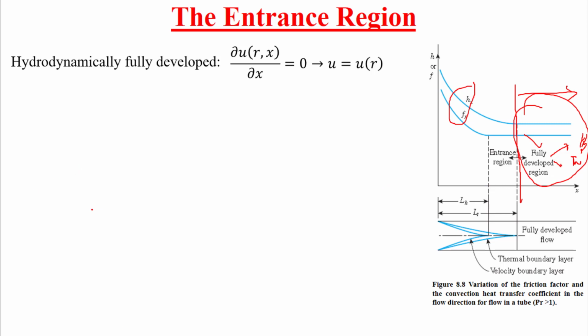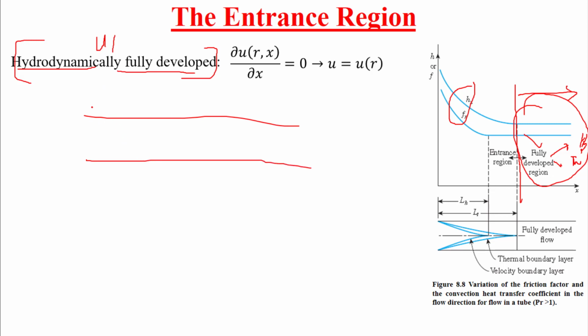Now let's take a look at the equation. As I mentioned in the previous slide, if we are talking about the hydrodynamically fully developed region, then whenever we are in this region, u is a function of r only. But by the way, if we have a pipe, this u is the velocity profile from the entrance, and it keeps changing, correct? This is what we mentioned earlier. It keeps changing until it reaches the fully developed region.